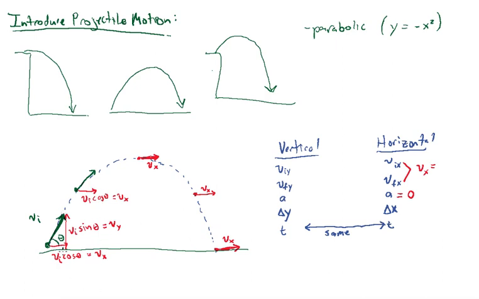Now vertically, there is an acceleration. There is the acceleration due to gravity. So this acceleration vertically is going to be equal to g, that wonderful negative 9.8 meters per second squared, and that's not going to change because basically this is totally independent, and so it just acts like this.